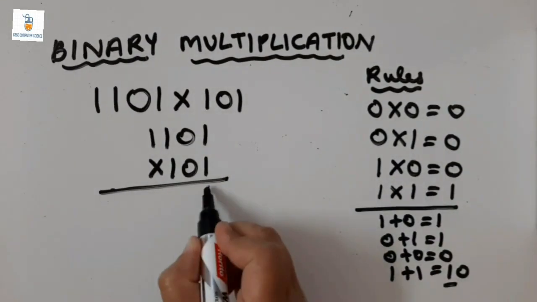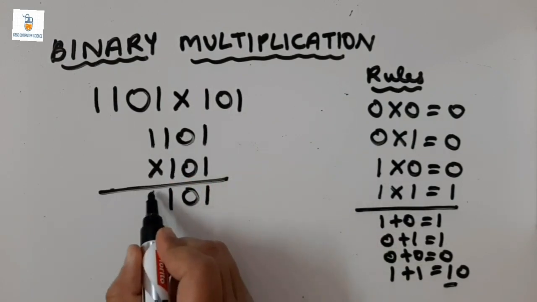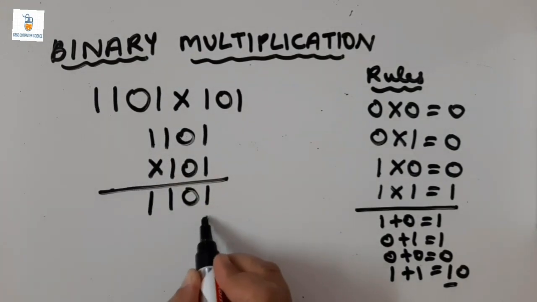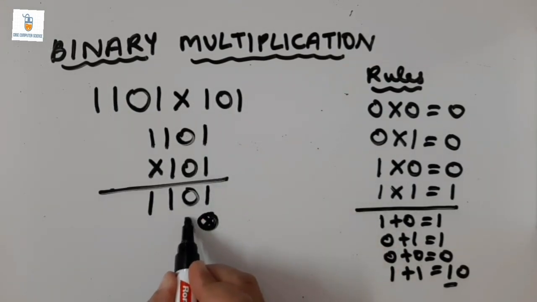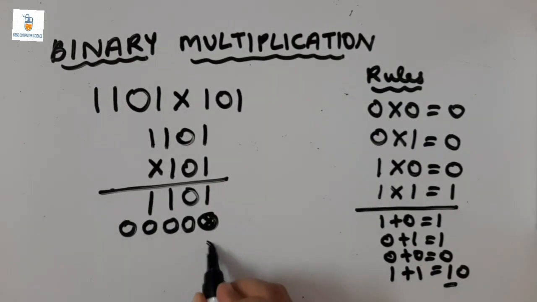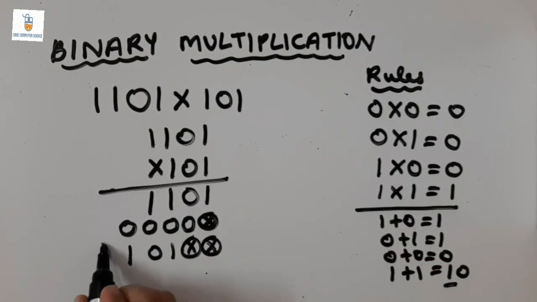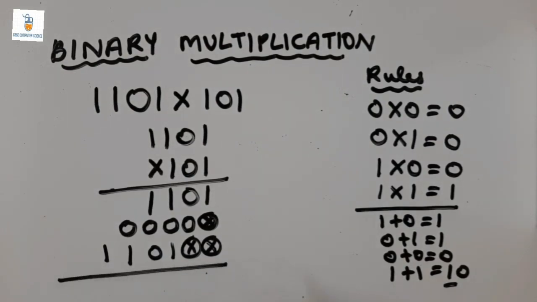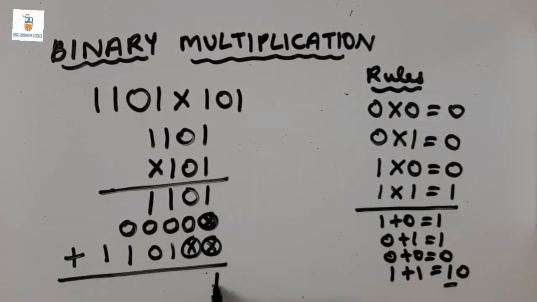Now in 101 the rightmost digit is 1, so first I will multiply the above number by 1. So 1 into 1 is 1, 1 into 0 is 0, 1 into 1 is 1 and 1 into 1 is again 1. Then next we will multiply the above number by 0, so we will get all zeros here, and again we will multiply by 1, then we will get again 1101 here. So after doing these steps we will add all these values as we do in decimal multiplication. The addition rules I have already written on the right side, so you can refer to them.